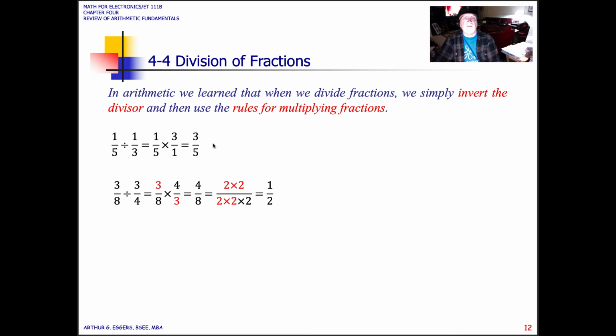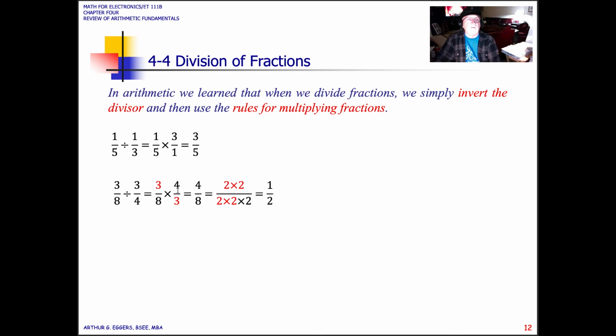In division of fractions, a little different. We invert and multiply, okay? So now we have 1/5, and we're dividing by 1/3. If we invert the second term, which ends up being the denominator, we have 1/5 times 3. So now we have 3/5. We're done.